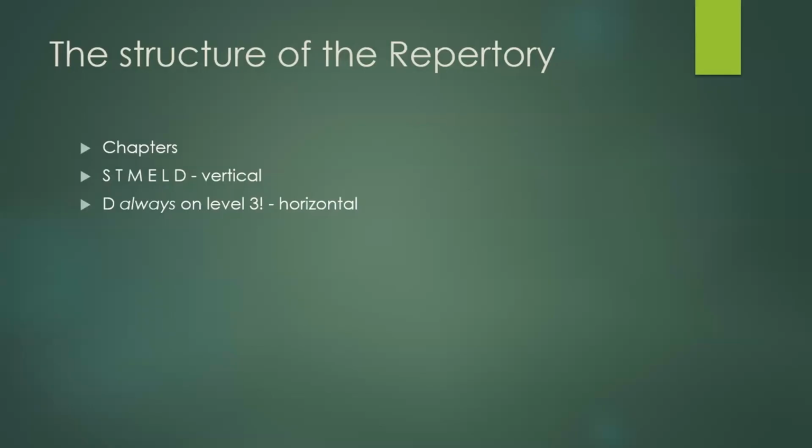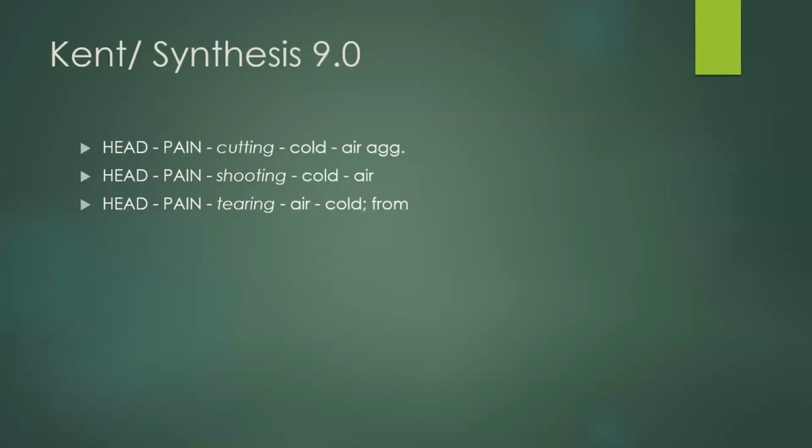In this horizontal structure of a symptom, the description, in Kent's way, he altered the repertory, always on level 3. I'll show you this symptom here. When there is a cutting pain in the head from cold air, cutting will always be on level 3, or whatever other description of pain. Now, this I knew, and many people who know the repertory very well, is another important limit. I'll explain why and what we have done.